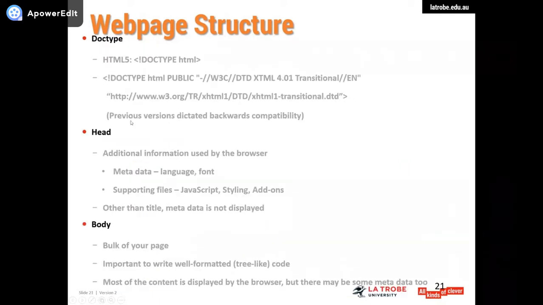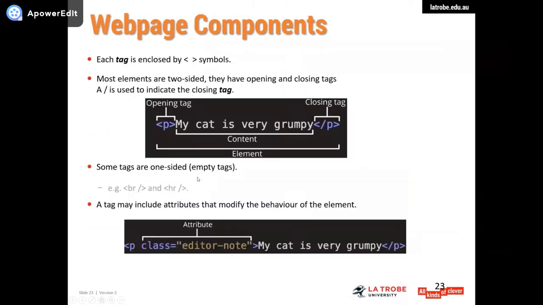So in the web page components, we use tags. There are two-sided tags and one-sided tags. So you need to remember which tag is two-sided, and which tag is one-sided. So that's important.